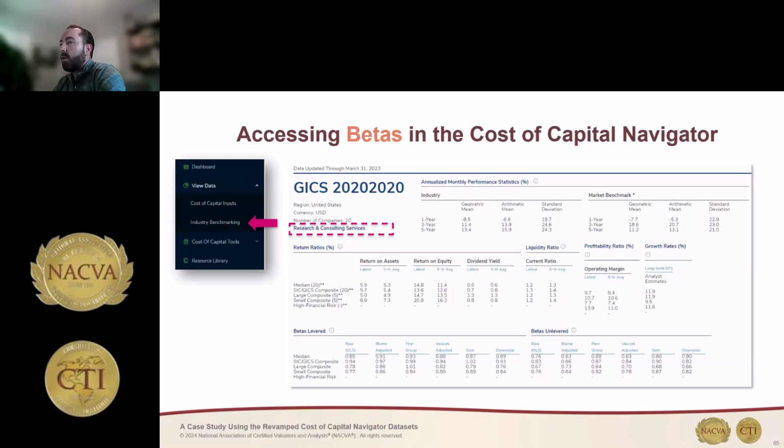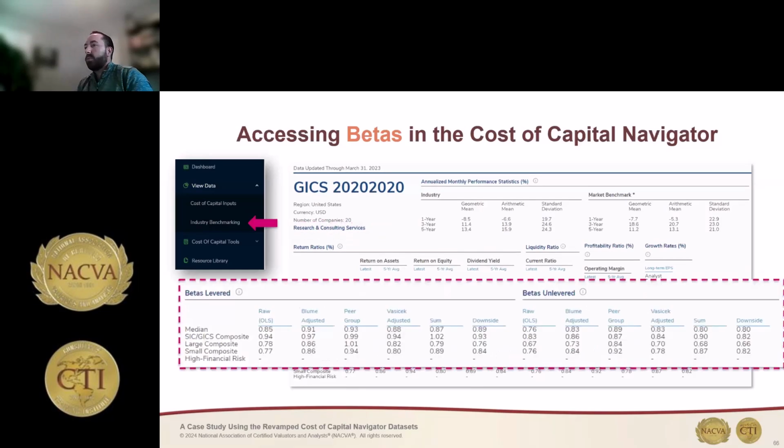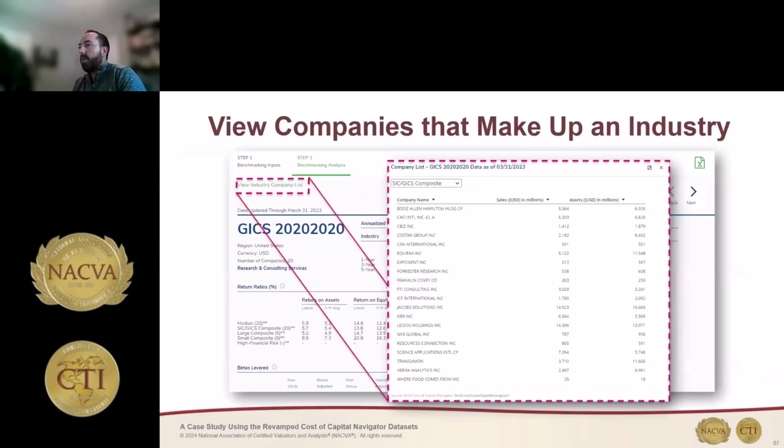So how do we know what these companies are, especially how do we know if they're large or small? We always recommend you look at the companies that make up an industry. You can do that in the view data path. You can also look at companies in this tear sheet view. You can toggle between what's in a composite and what's in the large and small.